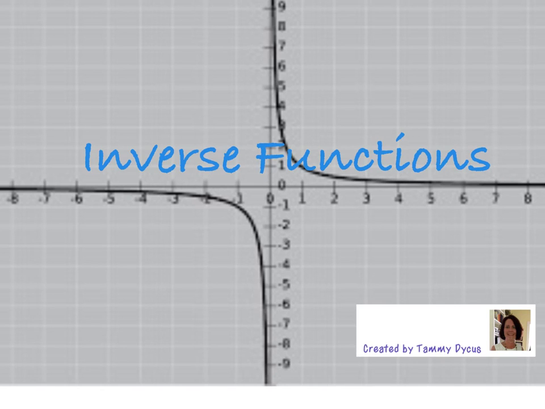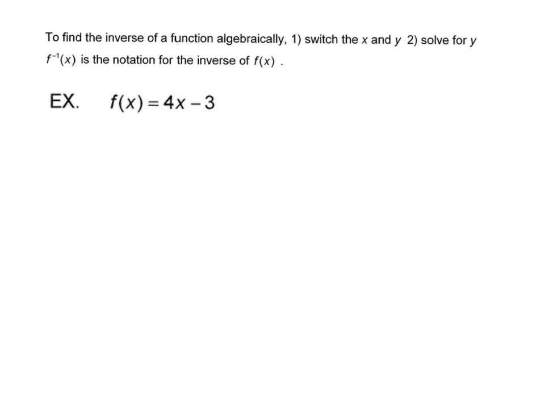Inverse functions. The inverse of a function is a result of switching all of the x and y values. We will do this algebraically. To find the inverse of a function algebraically, it's a two-step process. The first step is to switch the x and the y, and the second step is to solve for y.